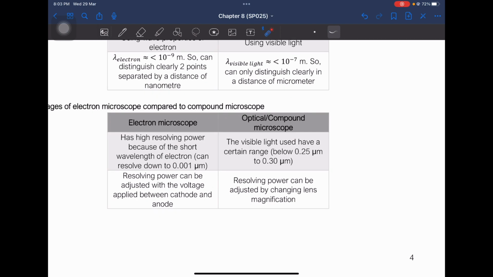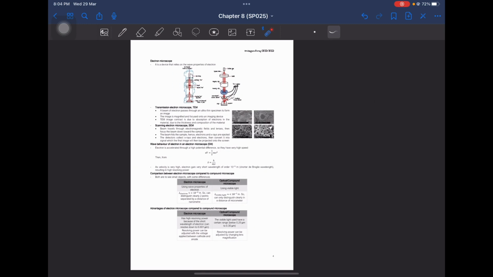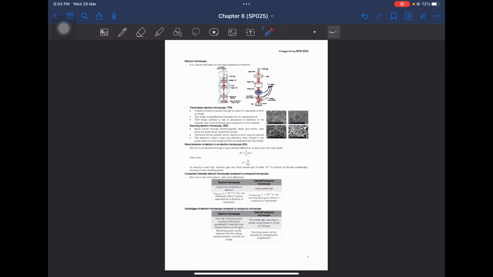Okay, so these are the advantages. If we use the electron microscope, it has a very high resolving power due to the short wavelength of electron. For the compound microscope, the visible light needs to be within a certain range, from 0.25 micrometer to 0.3 micrometer. Next, the resolving power can be adjusted with the voltage applied between the cathode and anode, but for a compound microscope, resolving power can be changed by changing the lens magnification. Right, so as you can see, the electron microscope is of course a little bit more advanced in comparison to the compound microscope.